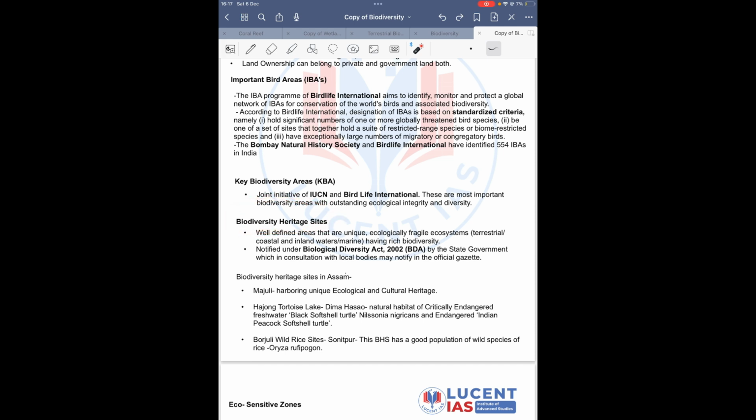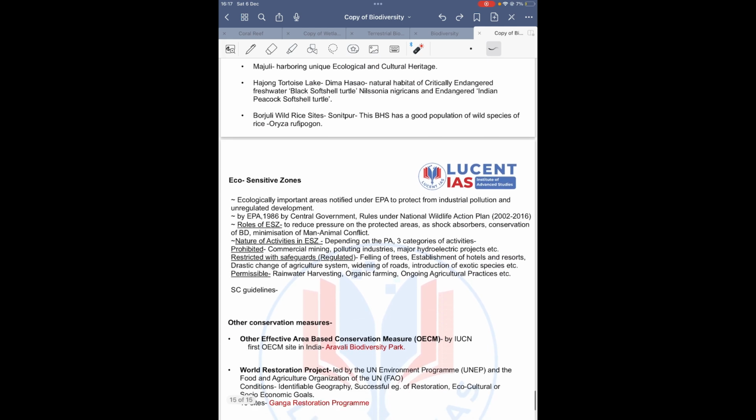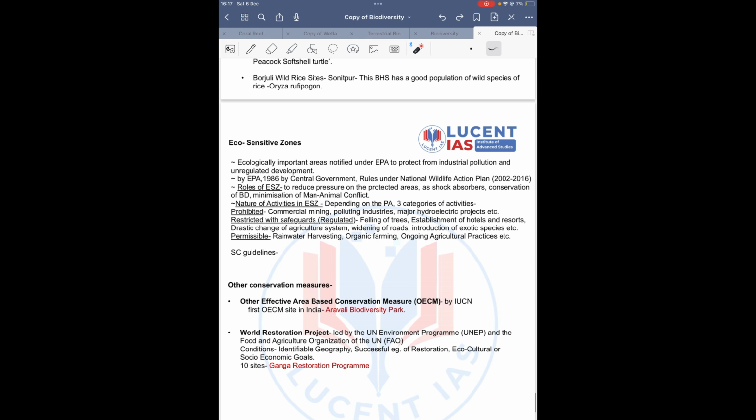Biodiversity heritage sites are notified by the state government under the Biological Diversity Act 2002. What biodiversity heritage sites are there in Assam? Majuli, Hajong Tortoise Lake and Borjuli wild rice site in Sonitpur. Clear? Then eco-sensitive zones under the Environment Protection Act 1986.